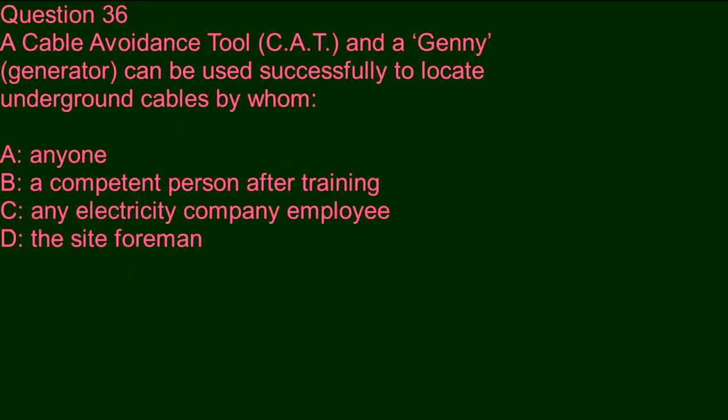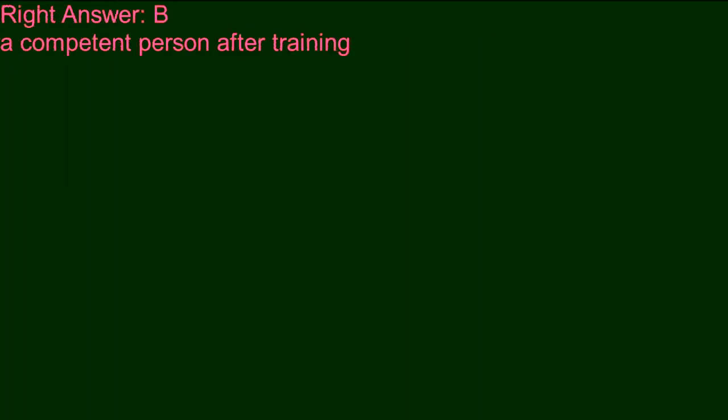Question 36. A cable avoidance tool, CAT, and Genny, can be used successfully to locate underground cables by whom? A. Anyone. B. A competent person after training. C. Any electricity company employee. D. The site foreman. Right answer, B. A competent person after training.